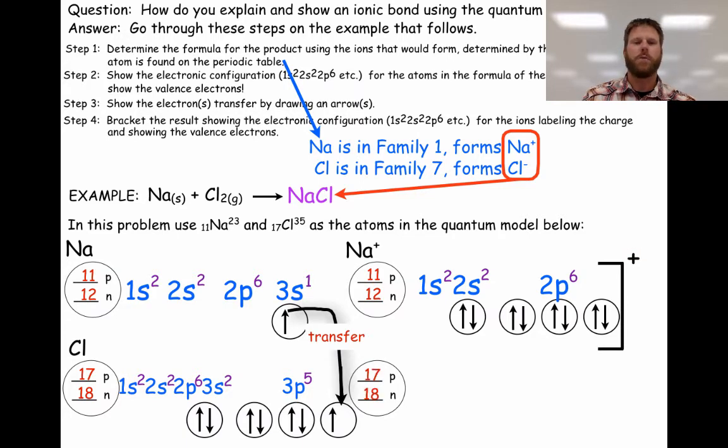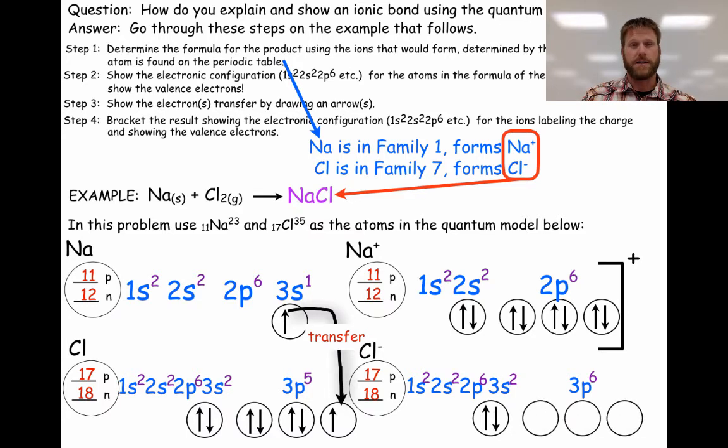Chlorine is the same way, 17 protons, 18 neutrons, but now for the chloride ion, we have a completely filled third energy level, a completely filled valence shell, because the 3s orbital now has 2 electrons, and the 3p orbital is now completely full as well with 6 electrons. That results in an additional electron, which gives the ion that negative charge. But now both substances have complete outer shells of electrons, which is what atoms are trying to accomplish when they form bonds with other atoms.